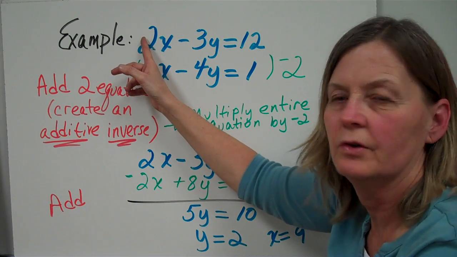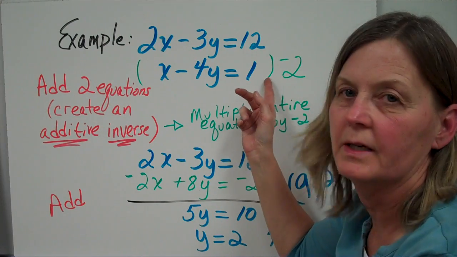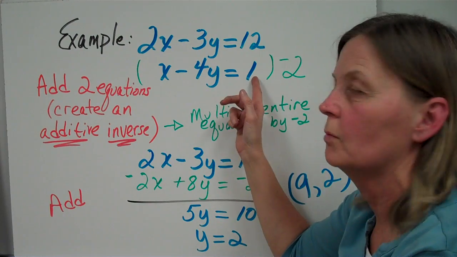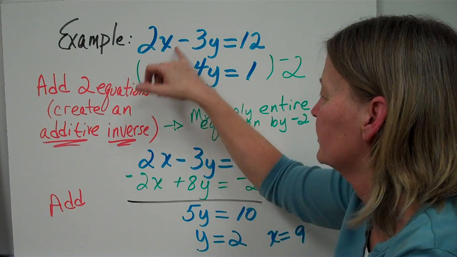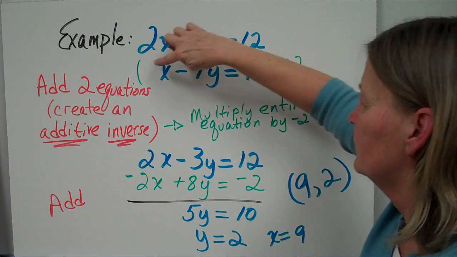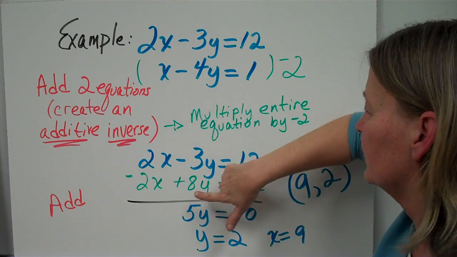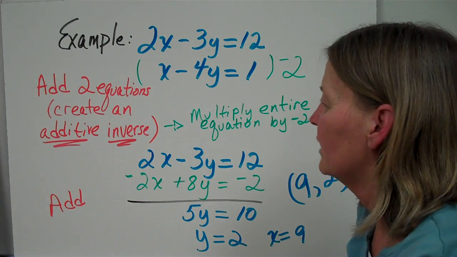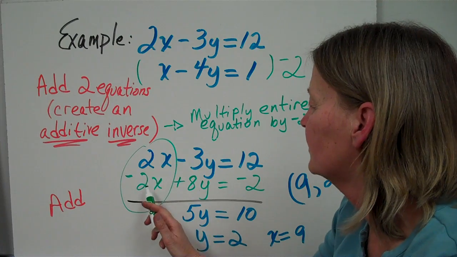So if this is positive 2, the additive inverse is negative 2. So I'm going to multiply the entire equation by negative 2. That means I'm going to multiply the x, the negative 4y, and the 1. So multiply the entire equation. When I do that, I take my first equation, leave it as it is, and I'm going to take this one. Negative 2 times x is negative 2x. Negative 2 times negative 4y, watch your signs, makes a positive 8y. And negative 2 times 1 is negative 2. I have now created the additive inverse. That was the key to that step.